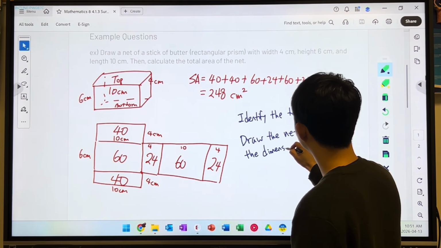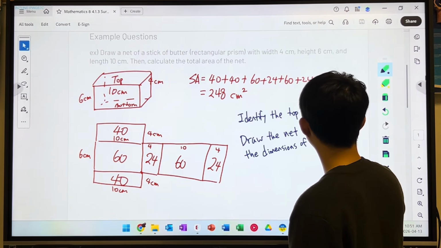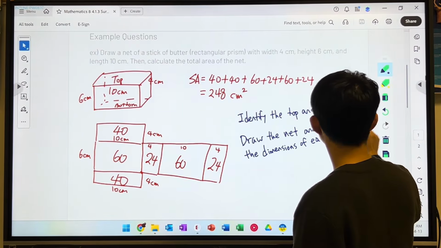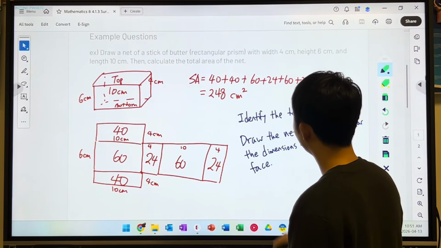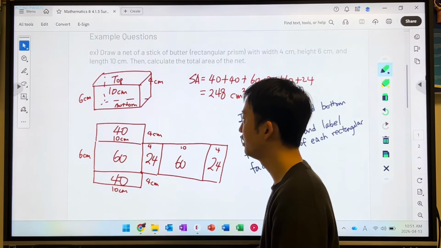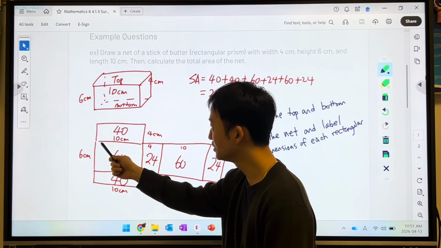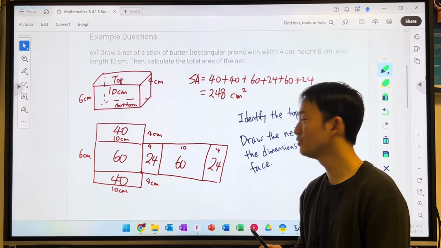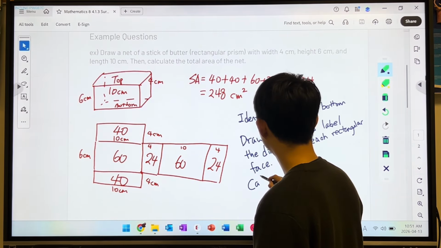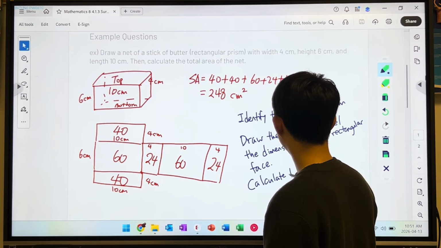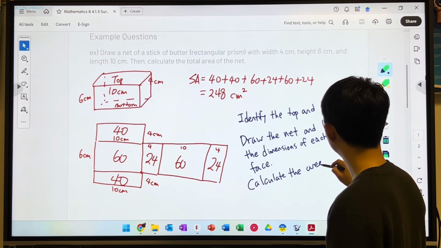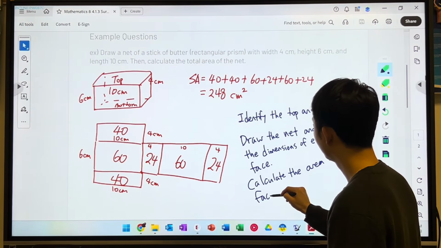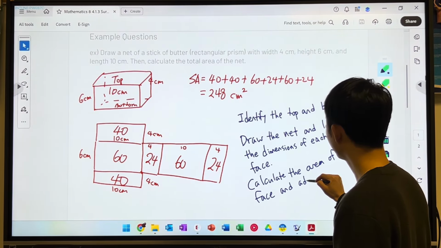Dimensions of each rectangular face. And it is important that we label each one. So instead of skipping some parts, I want you to label all the sides, all the dimensions in detail, so that we can calculate the area of each and add together.